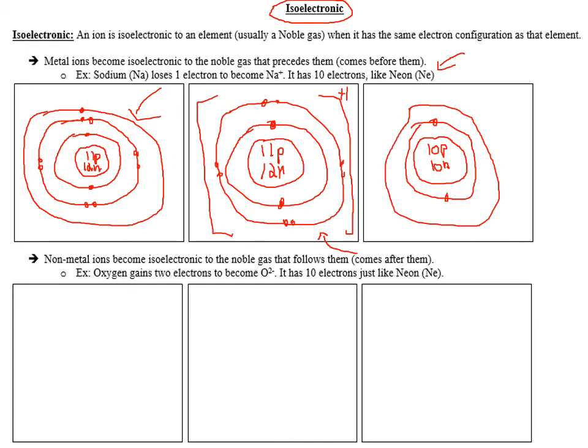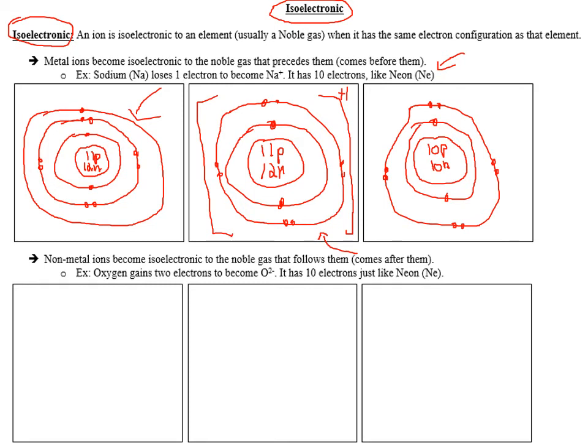Now it's not charged because it didn't lose or gain. But the point is that Na plus has the same electronic configuration as neon, meaning it has 10 electrons. And that's what we refer to as isoelectronic. An ion that has the same electronic configuration or electron configuration as another element.